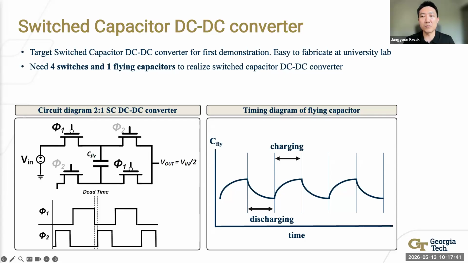The flying capacitor connects in parallel to the output capacitor and delivers the charge to the load. The ideal output is exactly half the input voltage. We use the 2-to-1 ratio because it is easy to demonstrate the functionality of the back-end-of-line compatible transistors and capacitors.